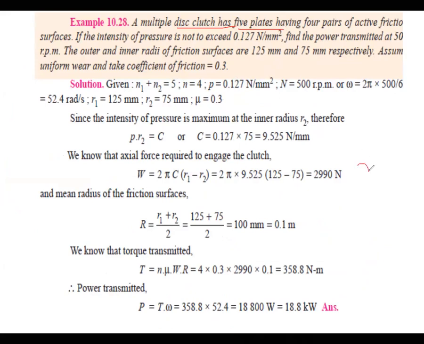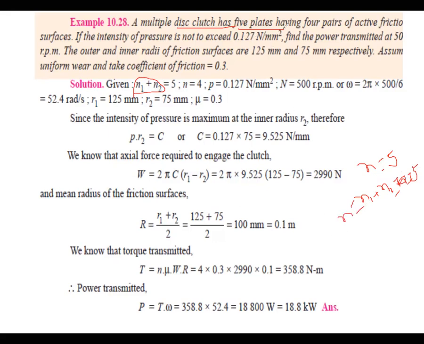N is equal to how much? 5 plates. Here N1 plus N2 means the first plate plus the remaining, that is, the total including all plates. While writing the given data, you can write N1 plus N2, or else you can write N. N1 is the first plate and N2 is the remaining plates. So 5 is indicating N.